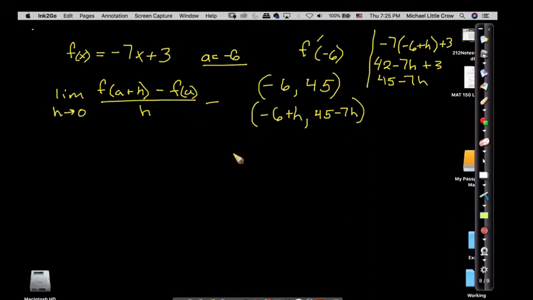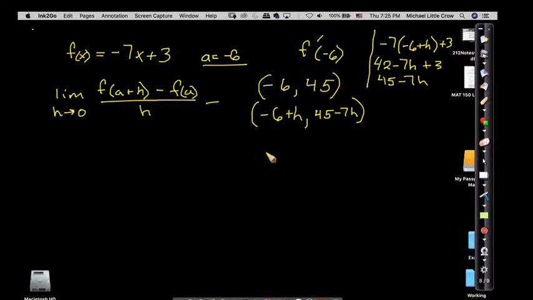That's this point here. Yes, the f of a plus h is using the negative 7x plus 3 function. So there's the negative 7, and this is the negative 6 plus h getting plugged into it. So this is the y value. We don't actually even use these x values because the negative 6 minus the negative 6 would have canceled out. So they take care of the bottom for us. That's why just leaving that h there is fine.